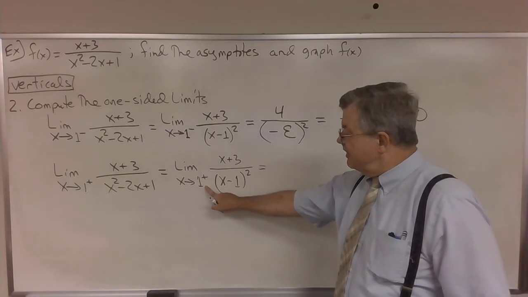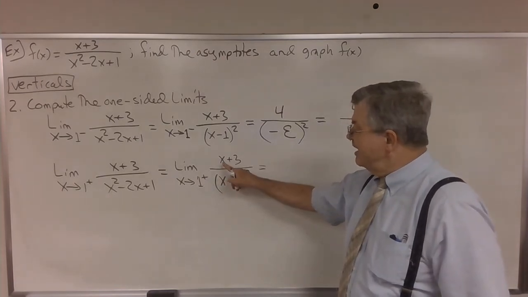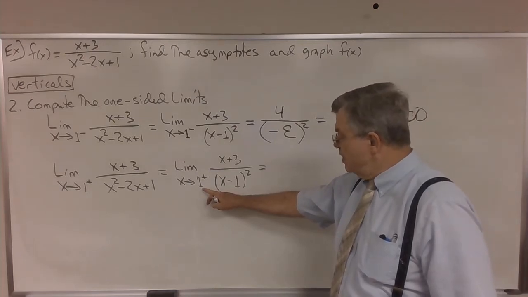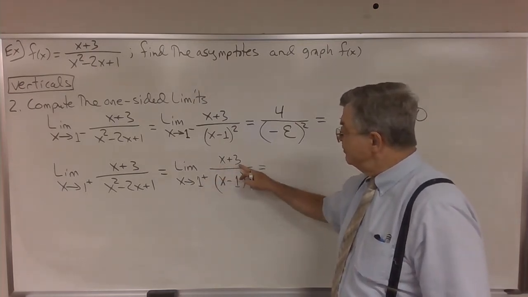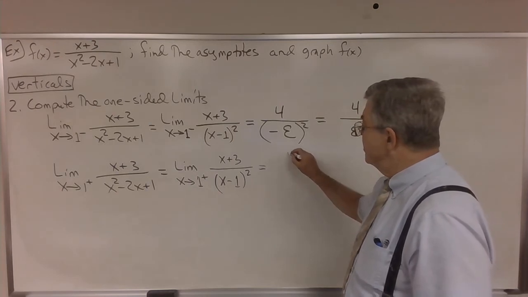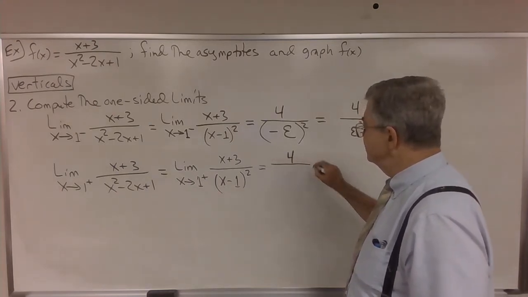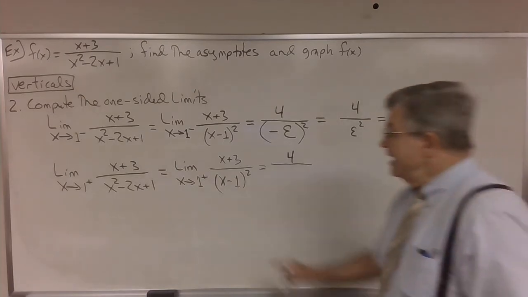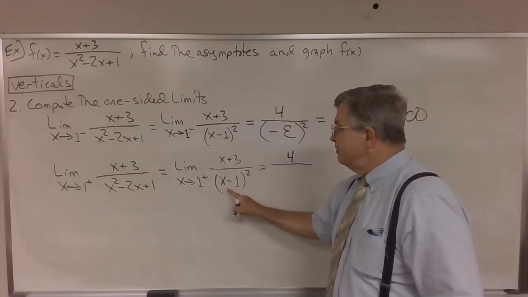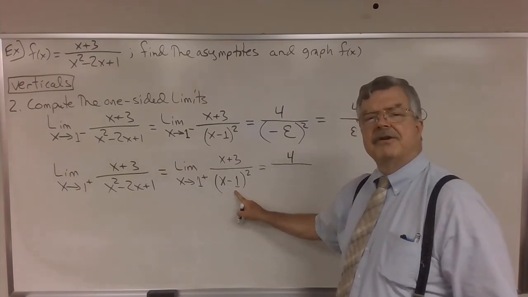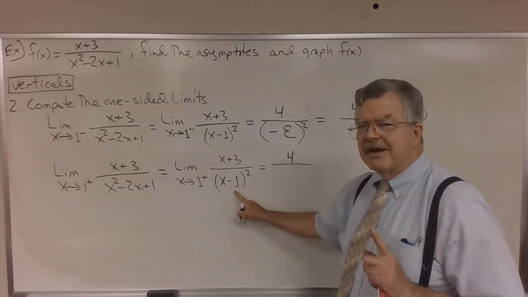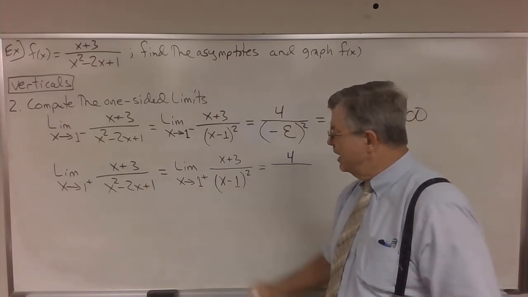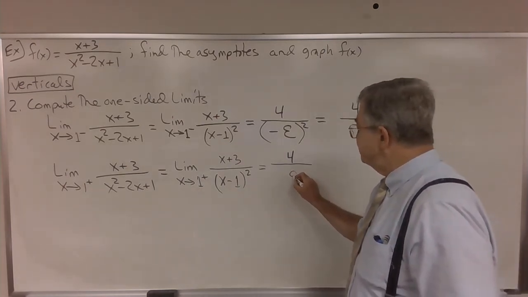And as x gets very close to 1, x plus 3 is going to look like 4 for all practical purposes. And as x approaches 1, x minus 1 is going to approach 0. But it never gets to 0 because x never actually becomes equal to 1. So I'll put an epsilon here.